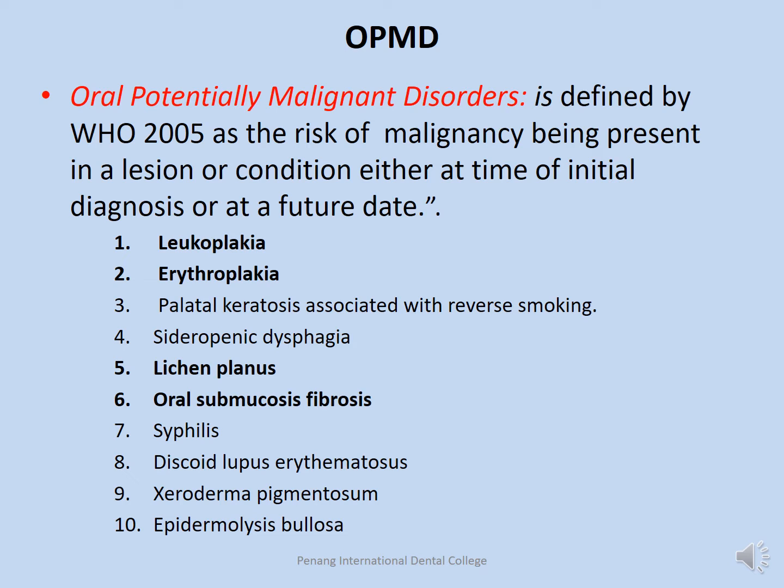Now, under OPMDs, these are the 10 listed lesions or disorders that have a high chance of developing oral cancer in a person. Number one is leukoplakia, then erythroplakia, and palatal keratosis associated with reverse smoking. Number four is dyskeratosis congenita, then lichen planus, oral submucous fibrosis, syphilis, discoid lupus erythematosus, xeroderma pigmentosum, and epidermolysis bullosa. In this lecture, some of these topics will be covered by me, and for some of the other topics, you will notice that Dr. Larry will be elaborating.